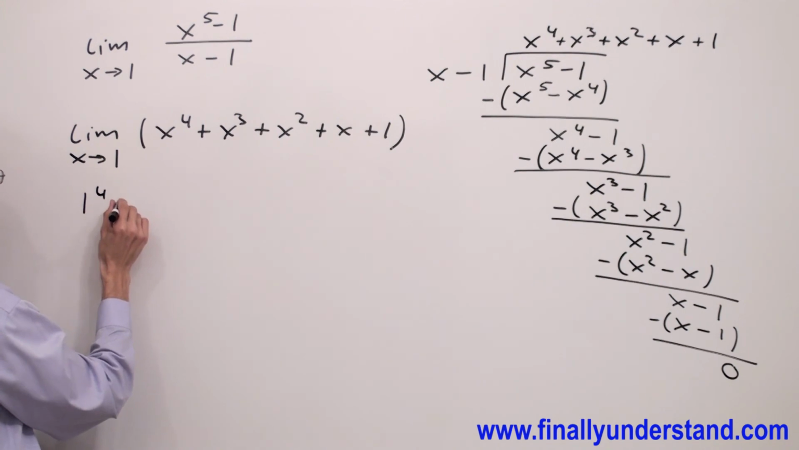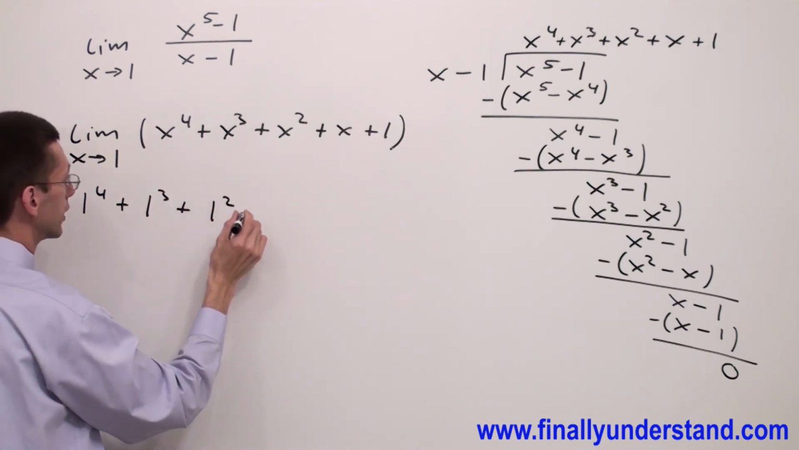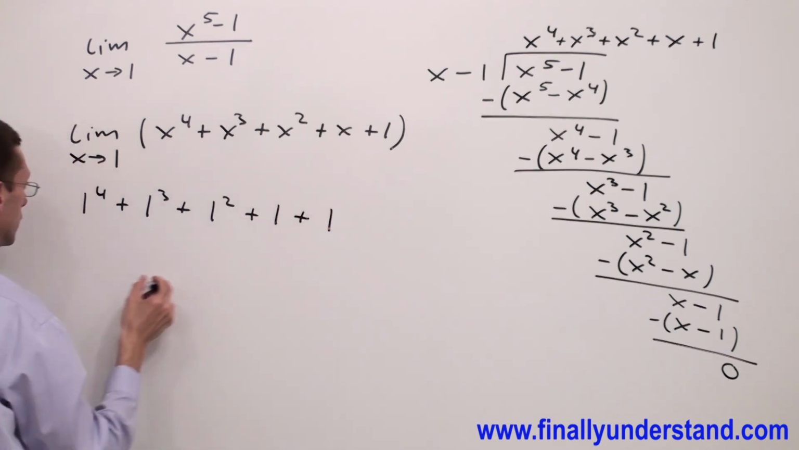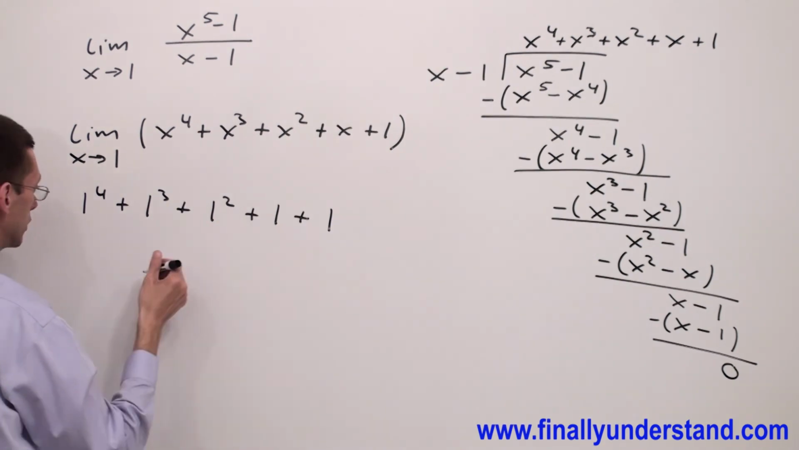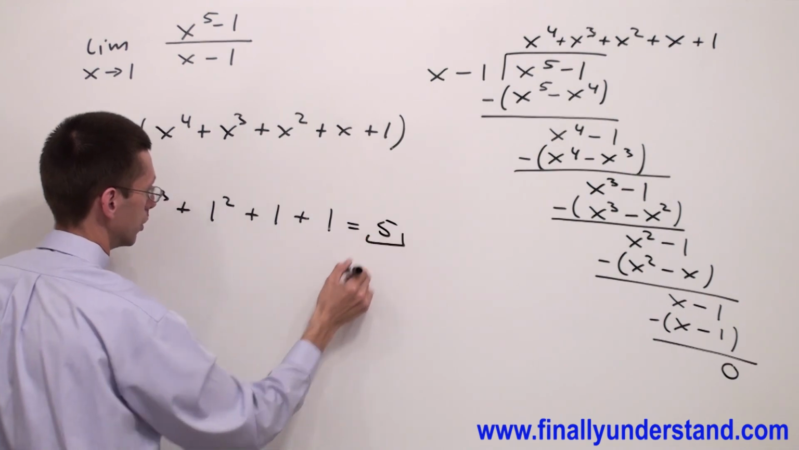So I have 1 to the fourth plus 1 to the third plus 1 to the second plus 1 plus 1. So I have 1 plus 1 plus 1 plus 1 plus 1 is equal 5. This is the solution to my problem.